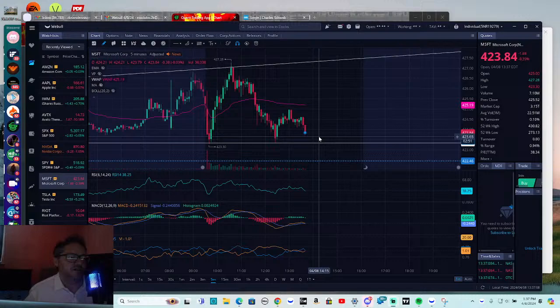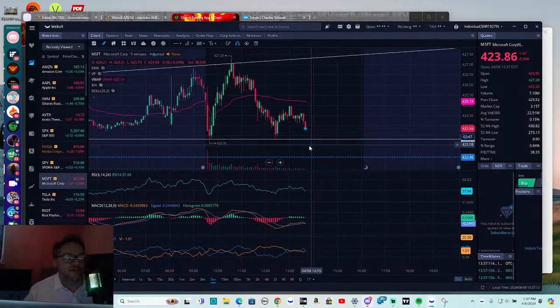As I'm going through this, I'm noticing Microsoft coming back to test this level here. If this fails, I'm out. That's my stop loss. If this holds, that just makes a new higher low, and then that's the trip up for the rest of the week.